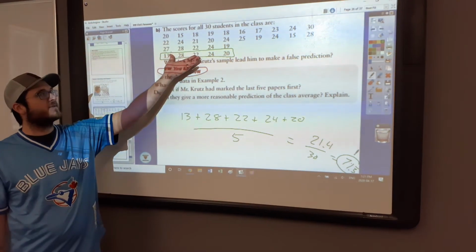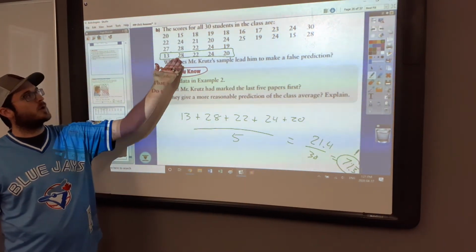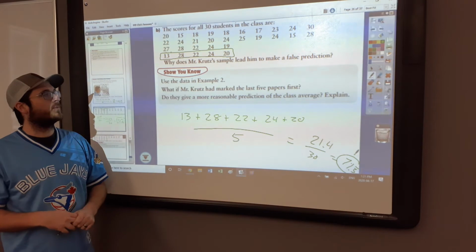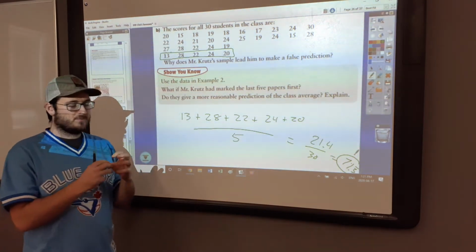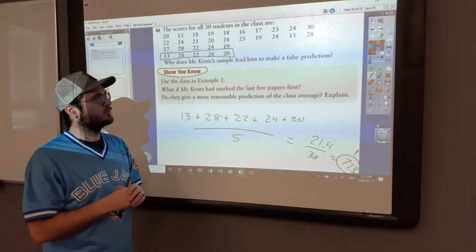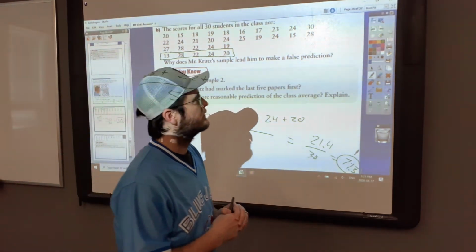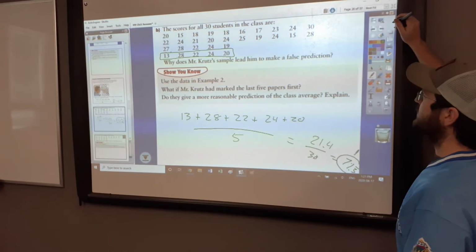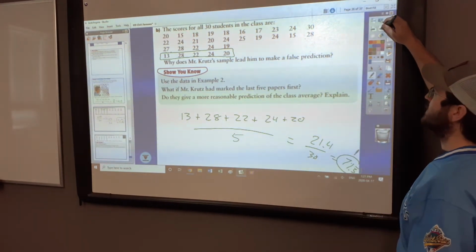So if you had taken the last 5 papers, that's a lot more indicative of the whole sample. In general, if your sample is 5 out of 30, maybe that needs a few more to make an actual reasonable sample. 5 out of 30 isn't a ton, so you could do even a few more, just always make sure.